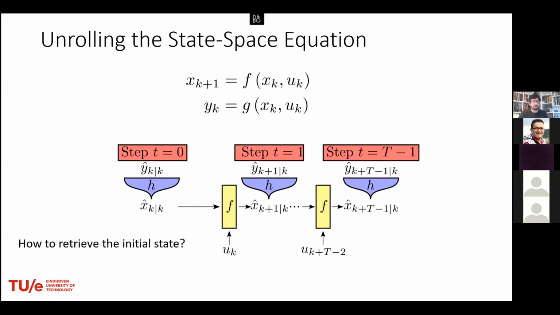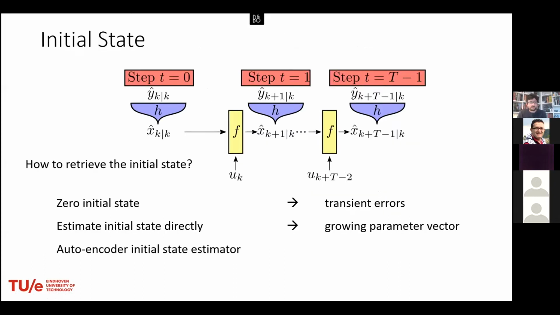The question is now how to retrieve the initial state. There we can use a zero initial state, but that gives a lot of transient errors. And transient errors, if you have short sequences of t steps long, are a problem. So that's not a good way to go. We can add the initial state to the parameter vector and estimate it. But if we really bring this multiple shooting idea to the extreme, we have so many initial states to estimate that the growing parameter vector becomes a problem.